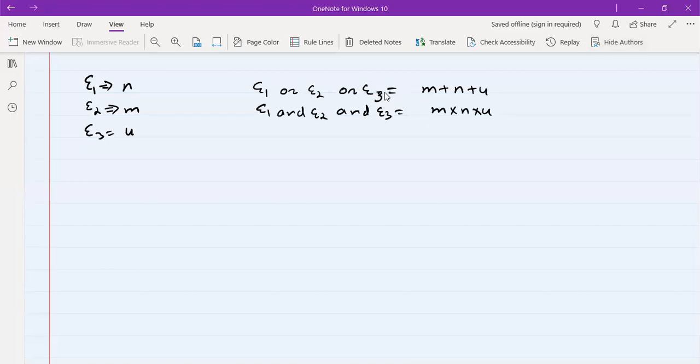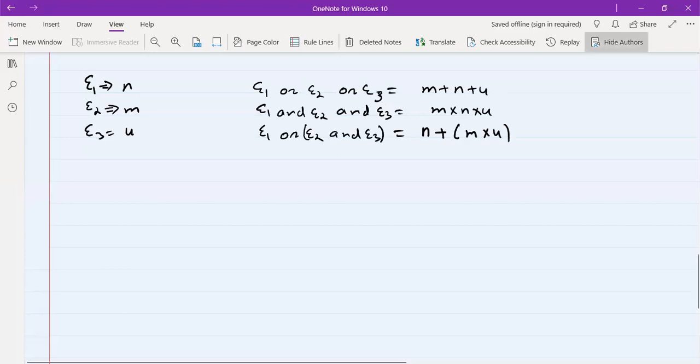Very good. Now tell me this: E1 or E2 and E3. What will be the expression for this? N plus M into U. Got it? See, E1 is N. Do not get confused. E1 is N. So N plus M into U. Because of the or, plus, and E2 and E3 gives M into U. Got it?